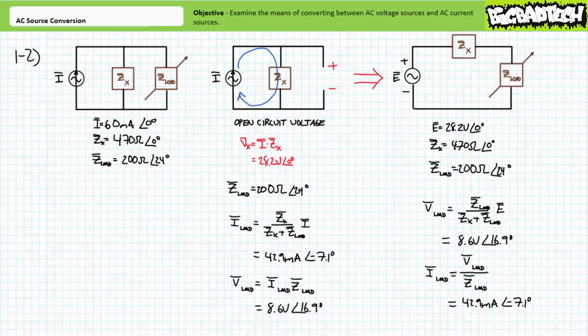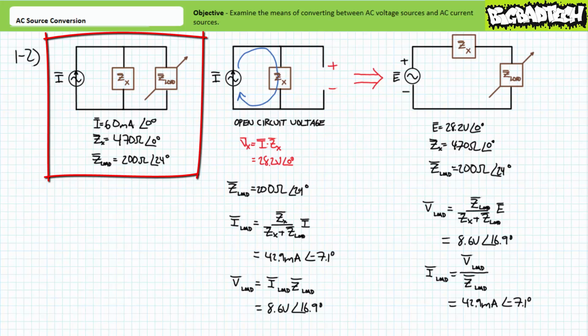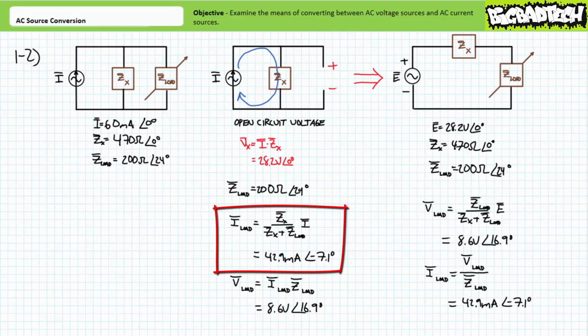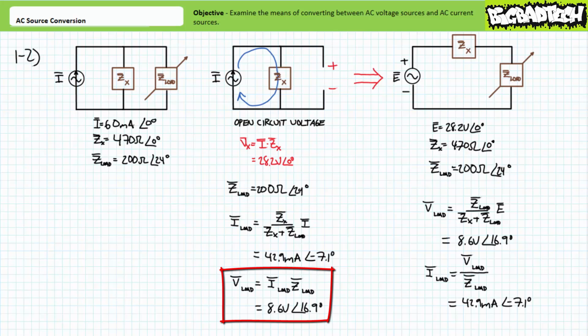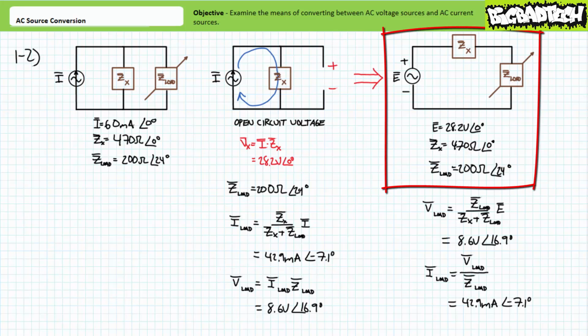As proof of this equivalency, our original configuration is a perfect setup for the AC current divider rule. We know incoming current, we know both impedances in a parallel combination of two elements. An application of the AC current divider rule demonstrates current through the variable load impedance will be 42.9 milliamperes at an angle of negative 7.1 degrees. A subsequent application of Ohm's law demonstrates voltage across the variable load impedance will be 8.6 volts at an angle of 16.9 degrees. Our modified configuration, in contrast, is a perfect setup for the AC voltage divider rule.